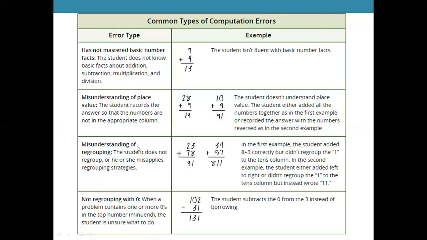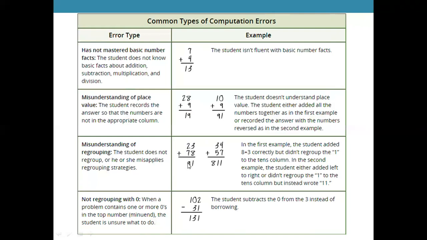Another error here, a really common one we see, is around regrouping. Students show that they have the basic addition facts down, but they're not regrouping correctly to get the right number. So the student did 8 plus 3 is 11. They knew to put the 1 down here in the ones place, but they didn't regroup that extra 1 up here in the tens place.